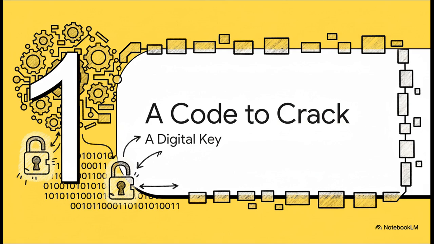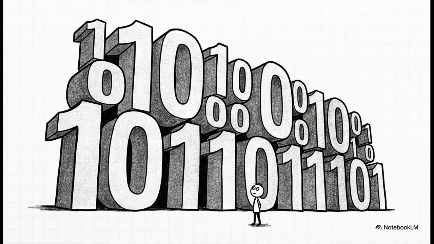So, let's set the scene. Imagine you've got this secret message, a digital key, and you have to figure out what it says. This is a really fundamental skill in computing, but don't worry, we're about to make it unbelievably simple. And bam, there it is. This is our code, what looks like a totally random sequence of ones and zeros. At first glance, that's pretty intimidating, right?